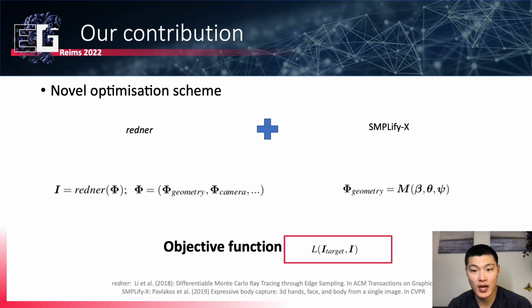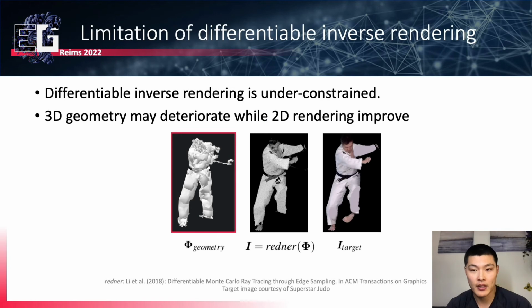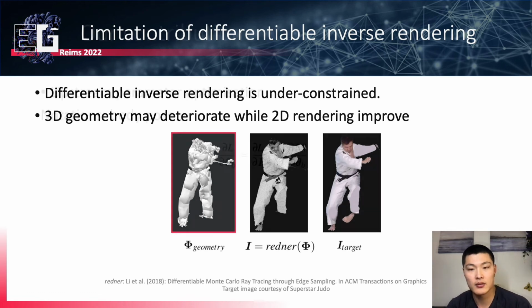Then, the synthetic image I can be compared with the target image I target to calculate a scalar loss L for the objective function. But it is not sufficient to simply do conventional inverse rendering on top of SMPLify-X, that is, to optimize the phi geometry parameter directly. The reason for this was already explained when we introduced the limitations of inverse rendering. Due to 2D ambiguity and the under-constrained nature of the approach, optimizing the phi geometry parameter directly results in a deteriorated 3D model that violates human body shape constraints, even as the 2D rendering, or the synthetic image I, improves.